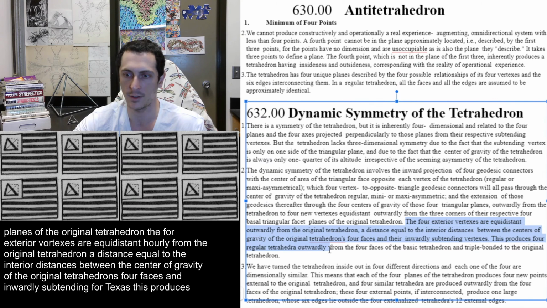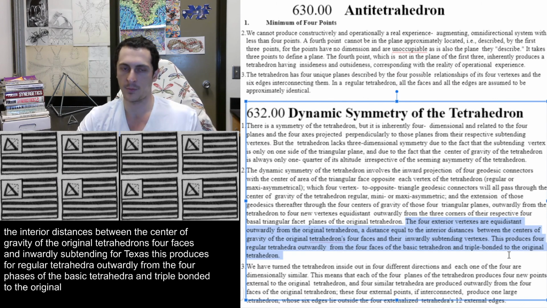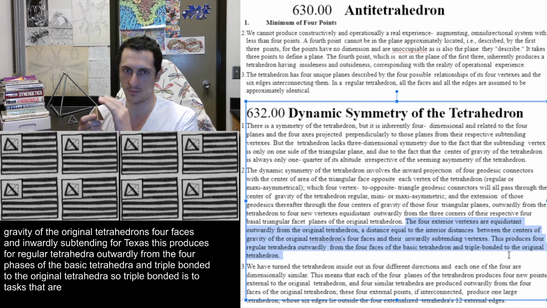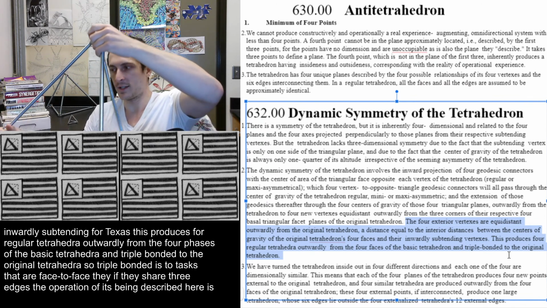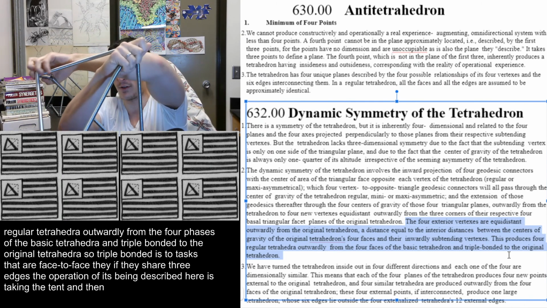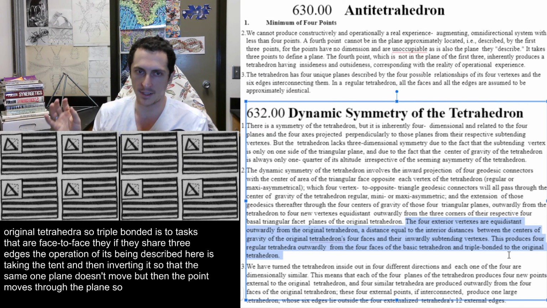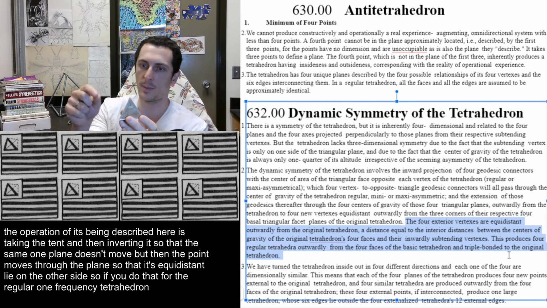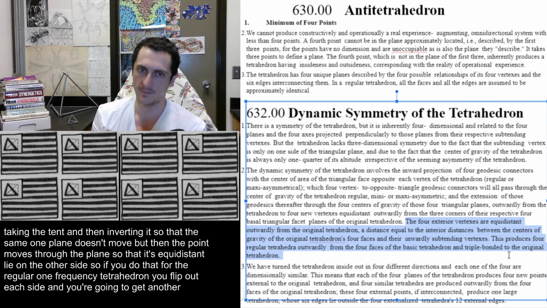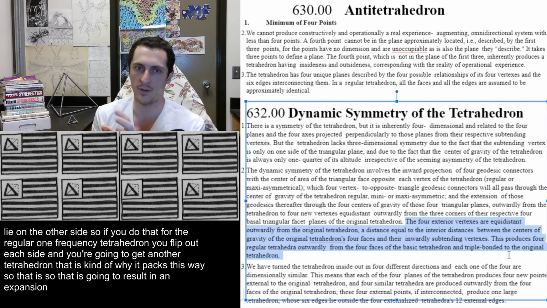This produces 4 regular tetrahedra outwardly from the 4 faces of the basic tetrahedra and triple bonded to the original tetrahedra. So triple bonded is 2 tets that are face to face. They share 3 edges. The operation that's being described here is taking the tet and then inverting it so that the same one plane doesn't move, but then the point moves through the plane so that it's equidistantly on the other side. So if you do that for the regular 1 frequency tetrahedron, you flip out each side and you're going to get another tetrahedron. That is kind of why it packs this way. So that is going to result in an expansion of a larger shape.